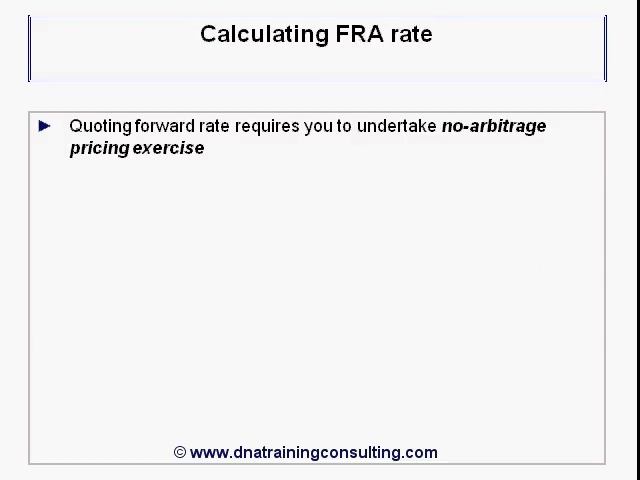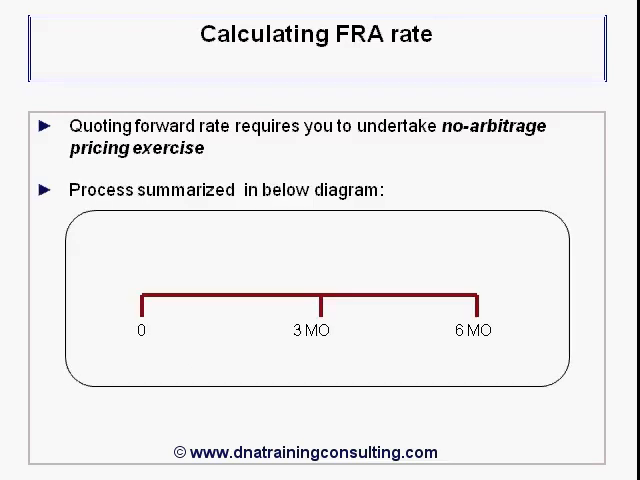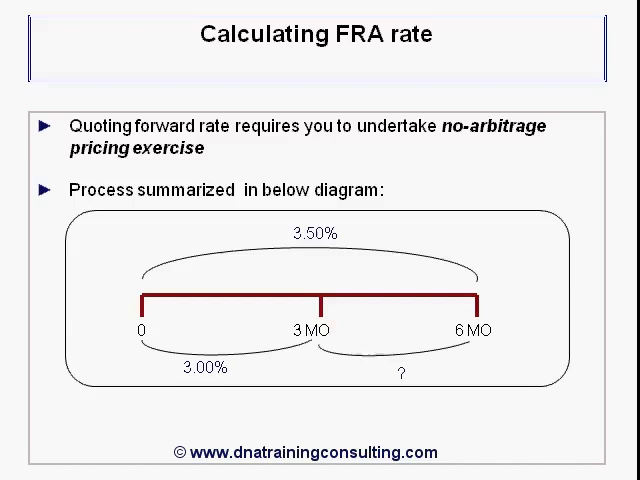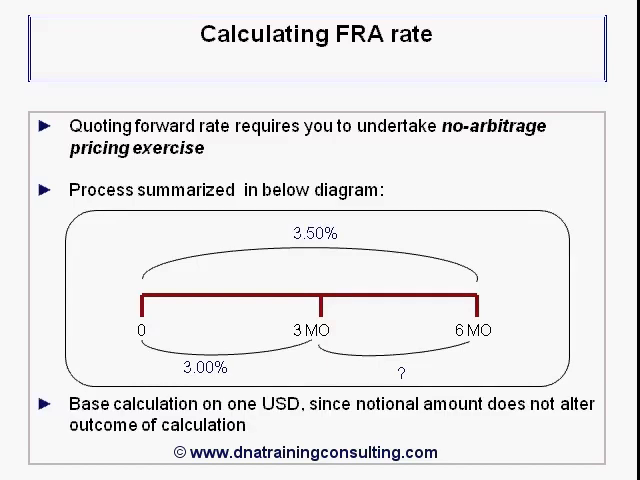Quoting your customer a forward rate requires that you undertake what is known as a no arbitrage pricing exercise. The process is summarized in the diagram appearing now, which assumes first that you go ahead and borrow funds for 3 months at 3% and invest them for 6 months at 3.5%. We base the calculation on one single notional US dollar, since the specific notional amount does not, in fact, alter the outcome of the calculation.